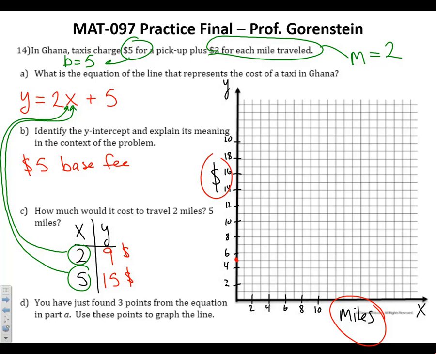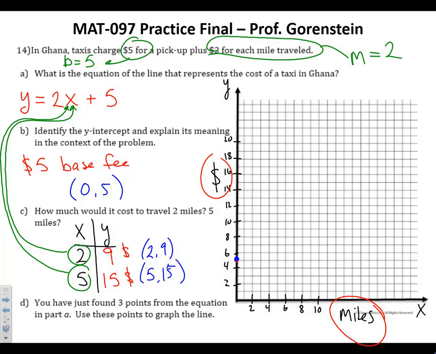We now have 3 points. We have our y-intercept, (0, 5). We have 1 point from part C, (2, 9), and a second point from part C, (5, 15). So we have these 3 points in blue. And part D says you've just found 3 points from the equation in part A. Use these points to graph the line. You only need 2. Any 2 will do it. But if we graph all 3, they'll all follow along the same line.